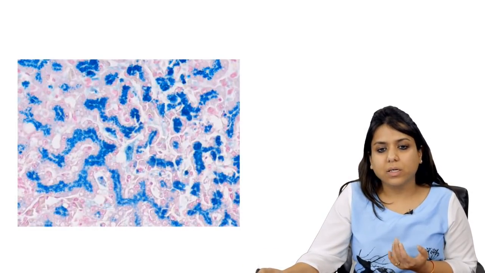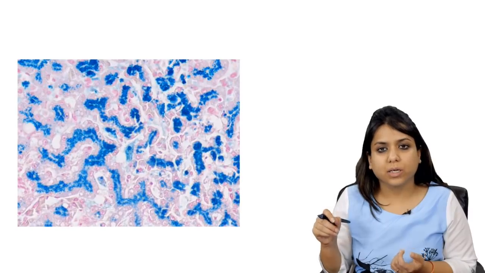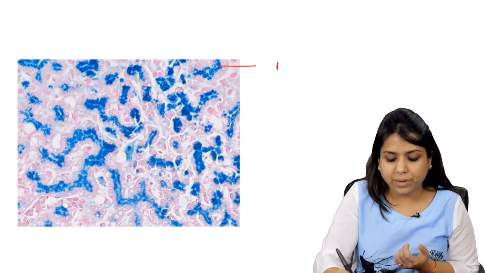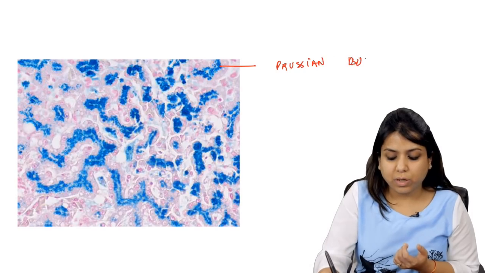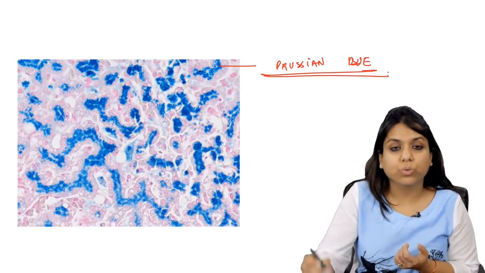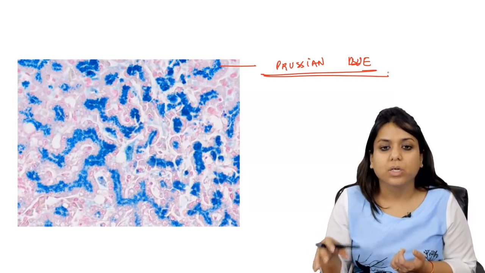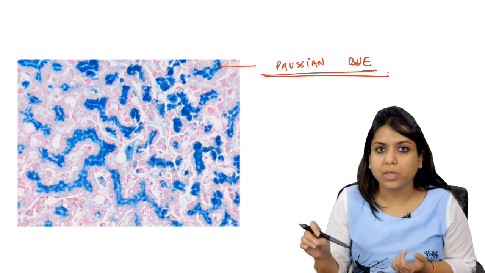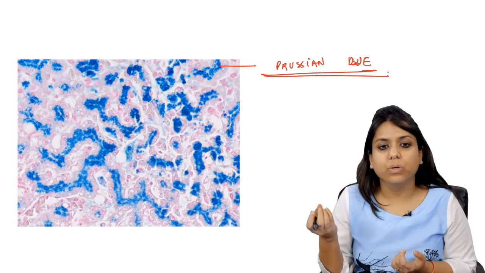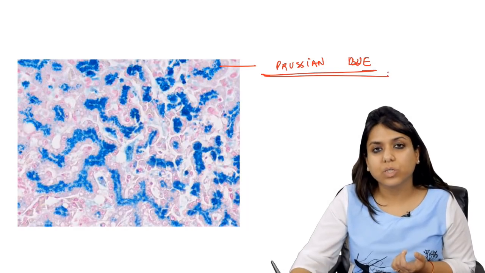This is a slide which shows this blue staining. Hemosiderin or iron on a Prussian blue stain turns blue. It shows a bluish granular color. So this is Prussian blue staining showing granular blue deposits. This is hemosiderin or iron.